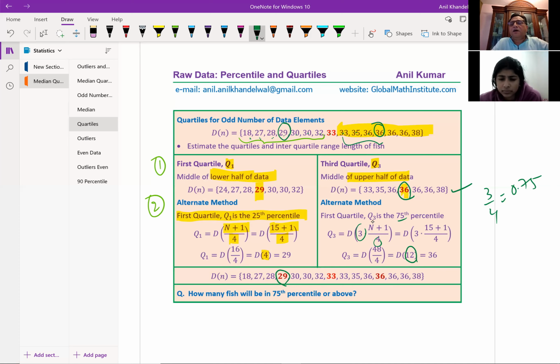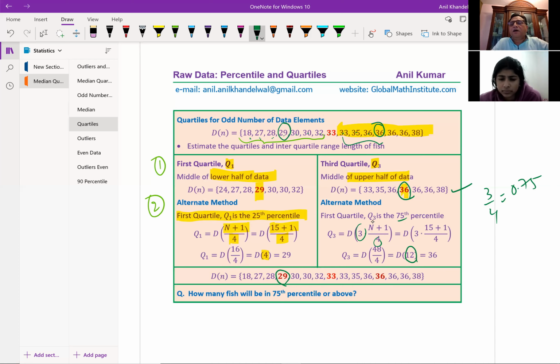Yes, 5. Right. I understand that the 75th is this number, which I was going to say comes after it. However, the value is 36. How many fish will be in the 75th percentile or above? The 75th percentile means 36, so this is also 36. Why am I going to ignore it? I will not. I will include it. Therefore, I will have five elements in this case. You get this point? Yeah, that's a key point.